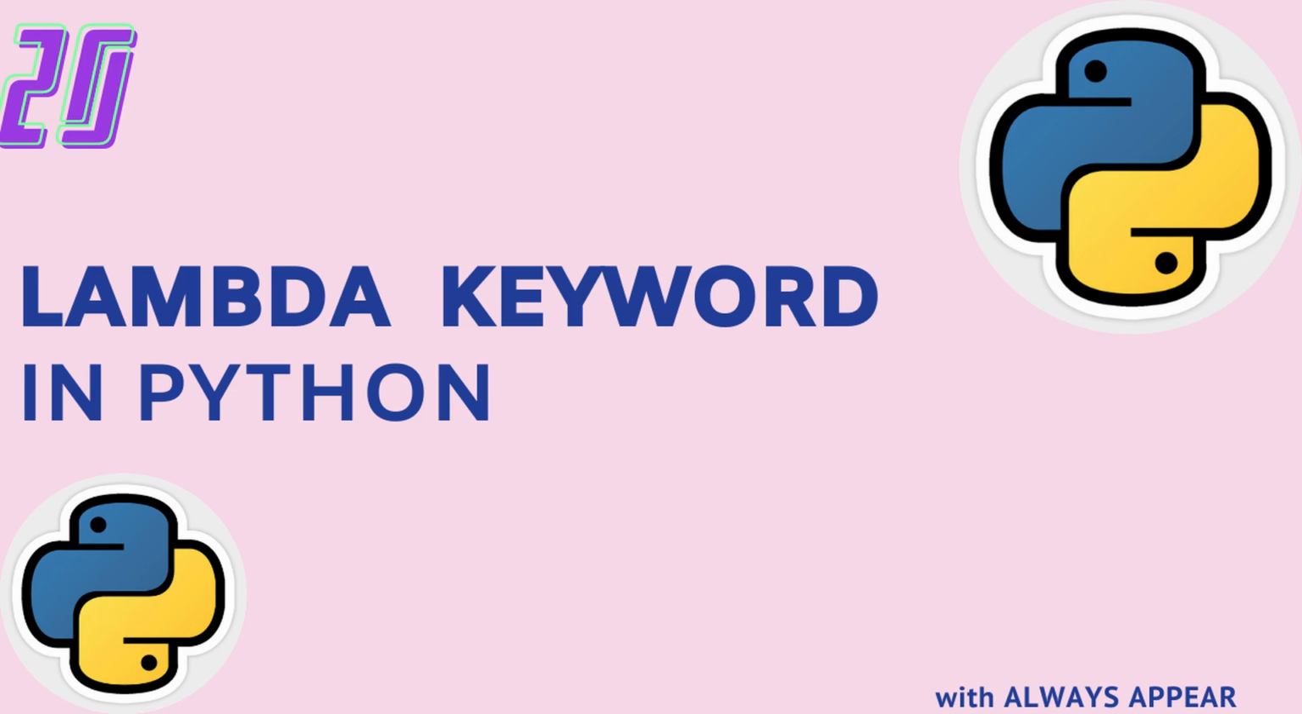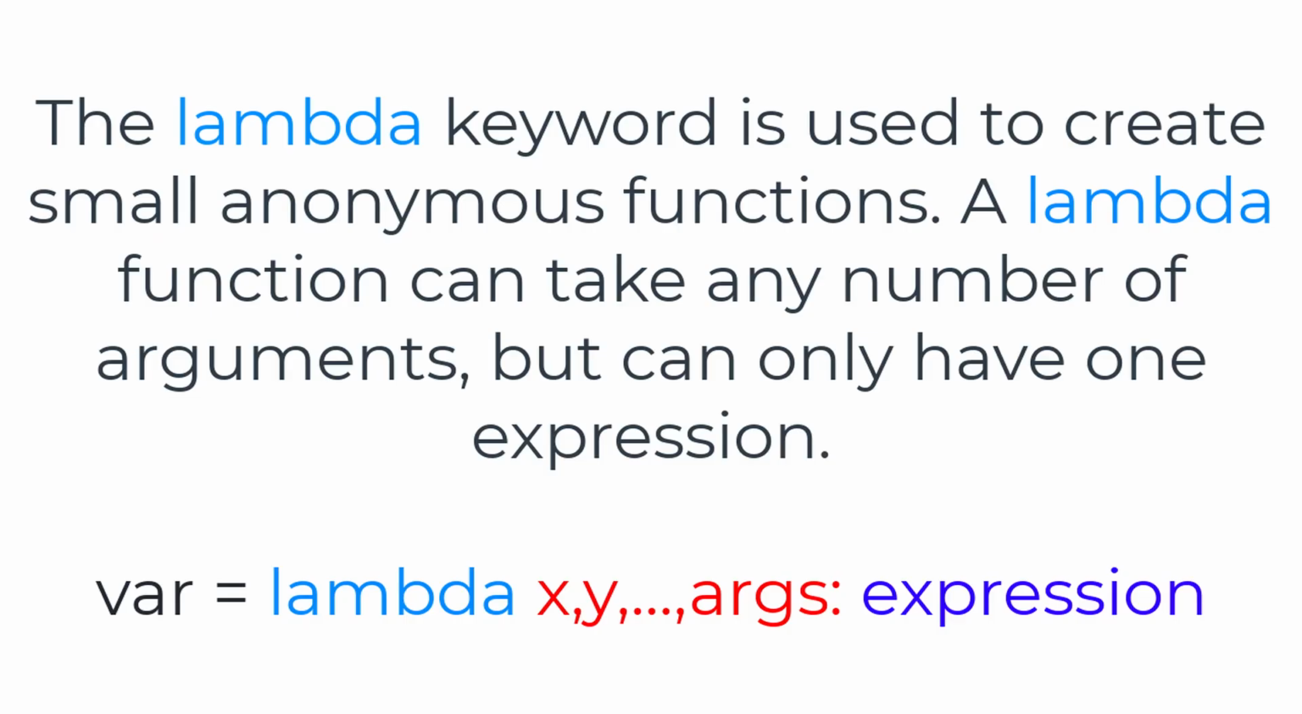In this course, I'm going to be showing you how to use the lambda keyword in Python. It is used to create a small anonymous function. It can take any number of arguments but can only have one expression. So, let's begin.